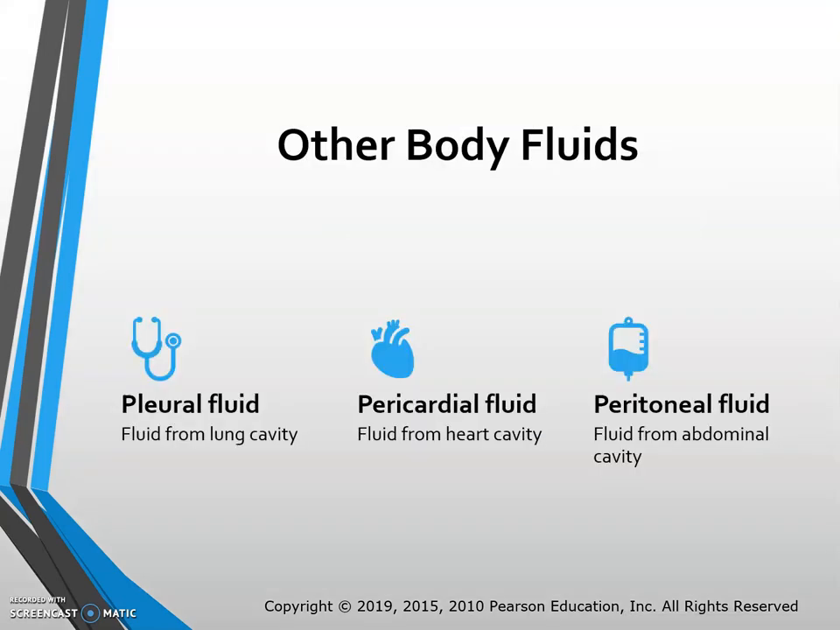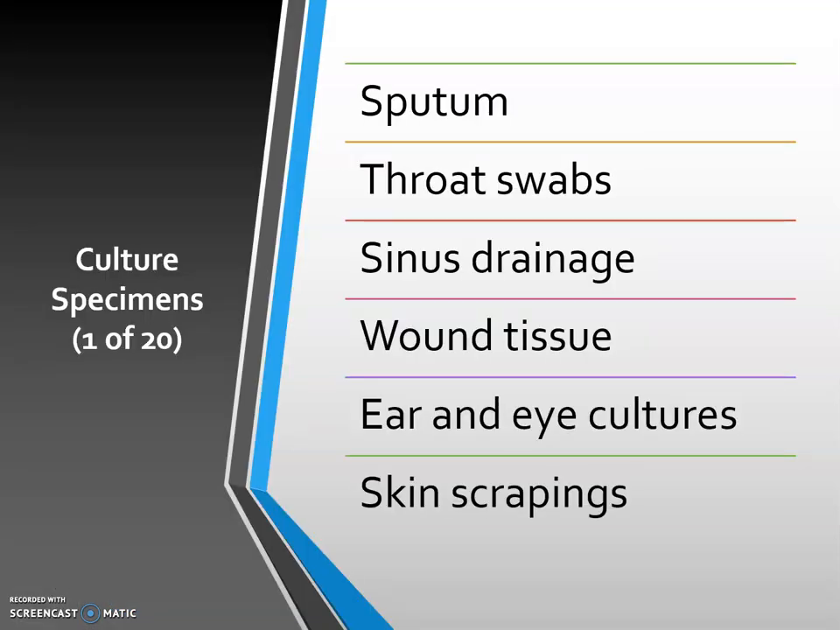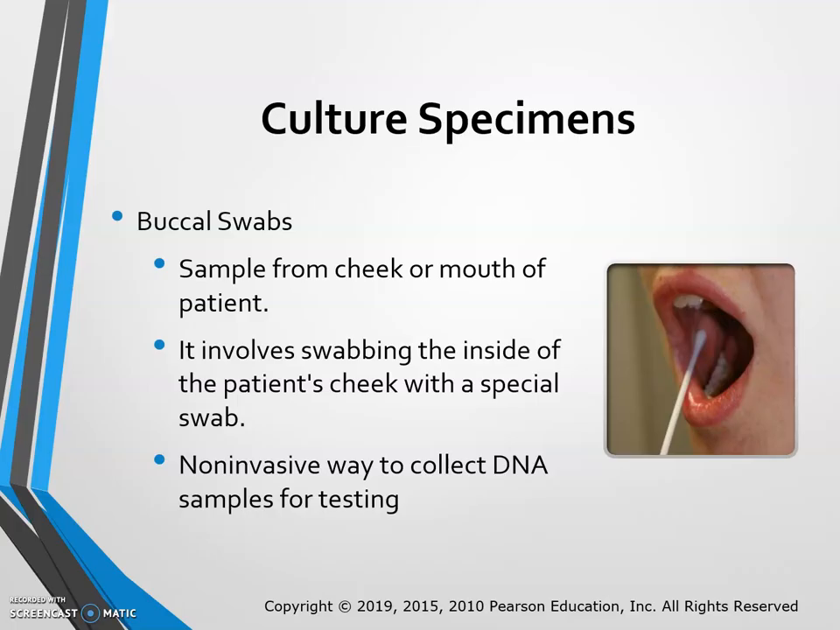We could also collect fluid from around the lungs, pericardial fluid from the heart cavity, and fluid from the abdomen as well. Culture specimens: we're going to cover sputum, throat swabs, sinus drainage, wound tissue, ear and eye cultures, and skin scrapings.